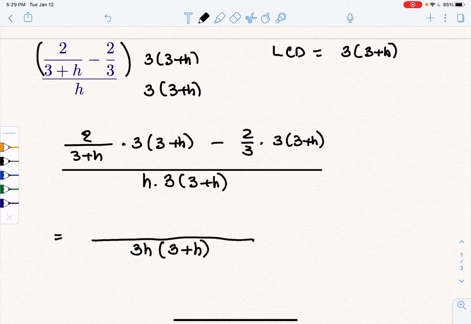So here, remember that this is really over 1 and over 1. So it means the 3 plus h cancels out here. The 3's cancel out here. So in the first term, we have 2 times 3 left over, which is 6 minus, and here we have 2 times 3 plus h.